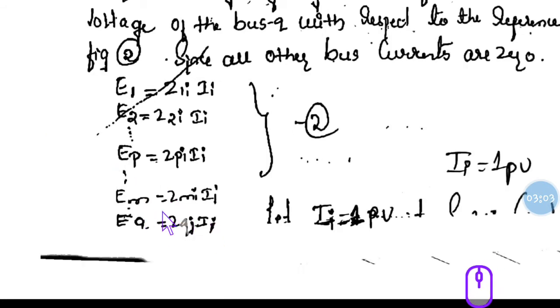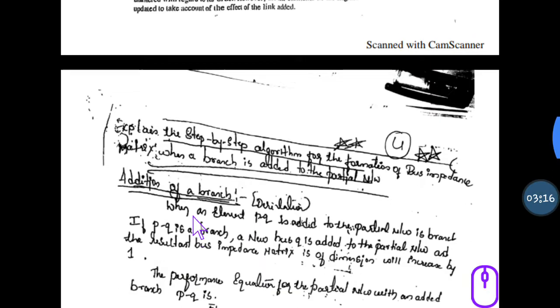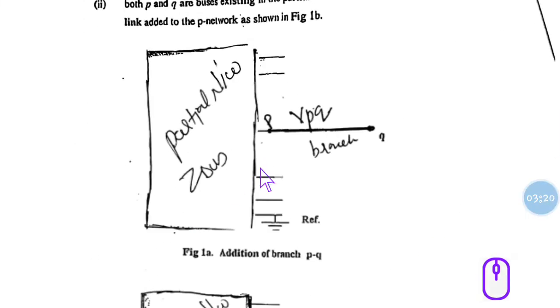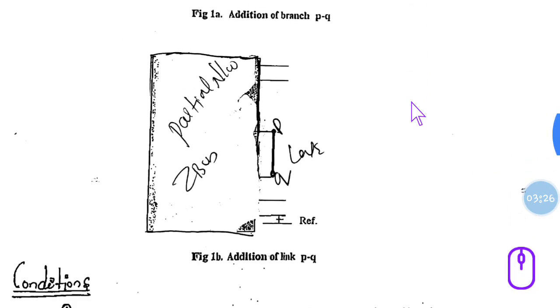Now what you have to do here is take this current as 1 per unit. While doing all derivations, a slight change will be there, so I am taking 1 per unit here. So EQ is equal to what you will be getting? ZQi. Now, this is the partial network. When a branch is added to a partial network, P belongs to the partial network and Q belongs to outside. If you are adding a link, both belong to the partial network.